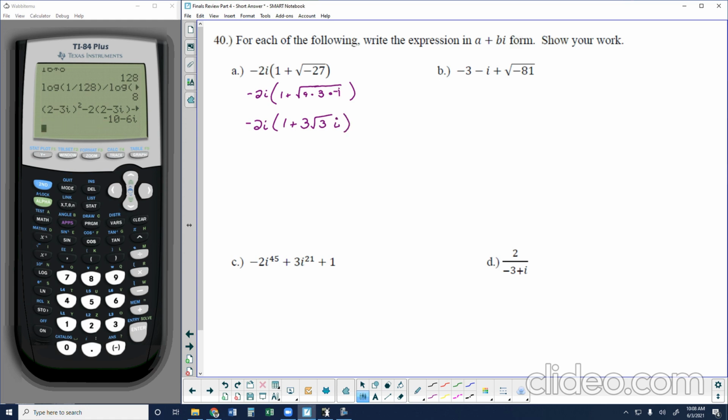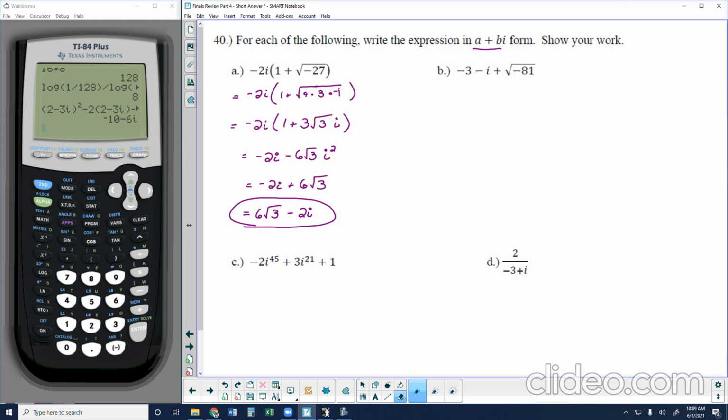Now I do need to simplify this expression by distributing the negative 2. So this would give me a negative 2i. Negative 2 times 3 root 3 would be negative 6 root 3. i times i would give me i squared. And we can remember that i squared is equal to negative 1. So negative 6 times negative 1 would be positive 6. So I would have positive 6 root 3. Now I want to make sure this is in a plus bi form, so I'm going to list my real number first, followed by the subtraction here because it is negative, of my imaginary number.